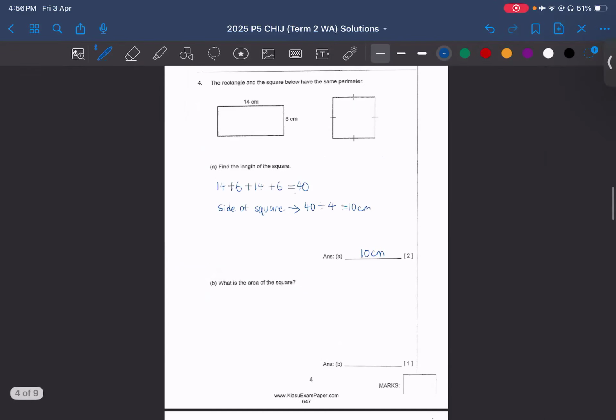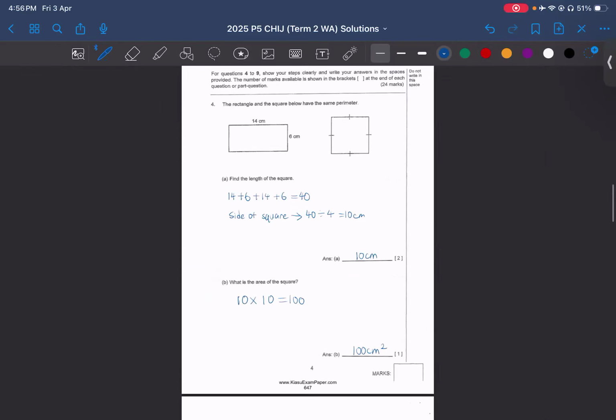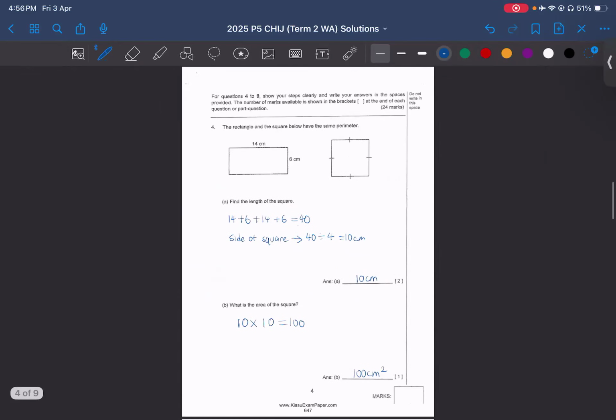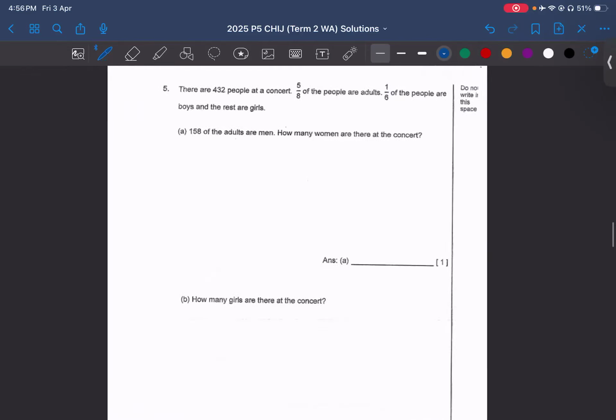Okay, then since we have found the length of the square, to find the area, you can just take the side times side, which is 10 times 10. Okay, this will give you 100. So your answer for part B, the area of the square, is 100 square centimeters. Okay, question 5.